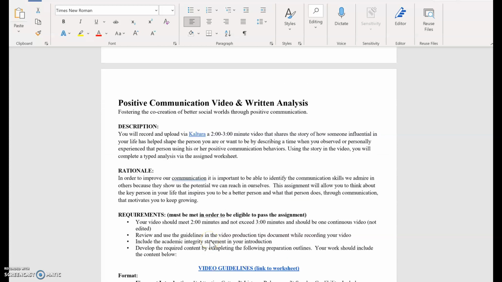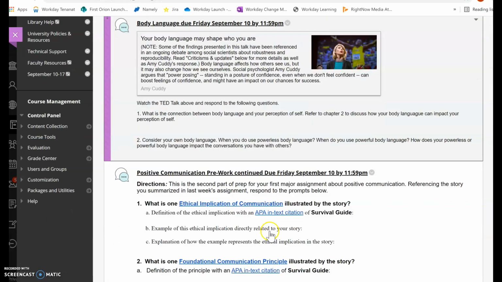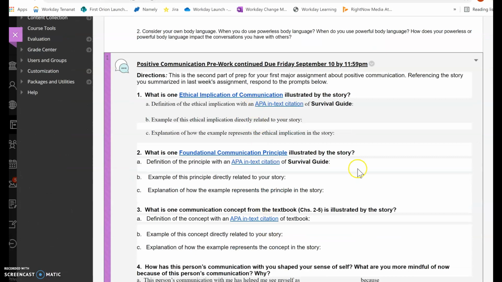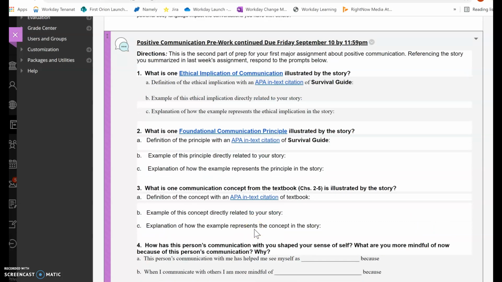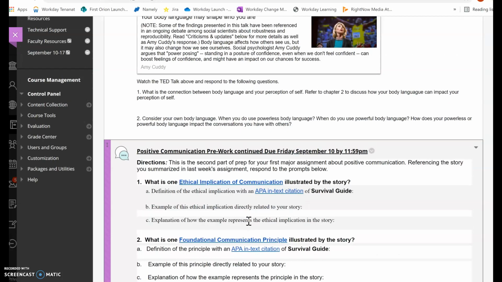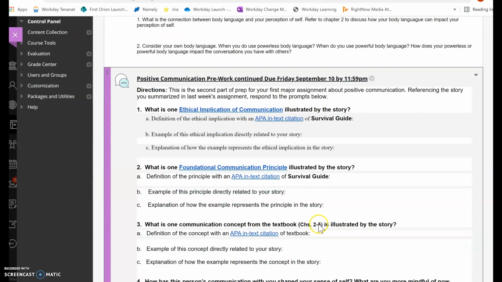Again, this is due on the 26th. We are working on it in pieces. So for this week, I want you to fill out, and this does not have to be in great detail, this is just you starting to think about what ethical implication of communication you want to include, what foundational communication principle you want to include, and then something about the concepts. In your paper, you'll go into a lot more detail with examples, but I just want some key ideas about the things that you're considering for this part of the assignment.